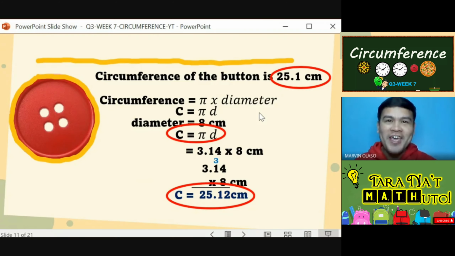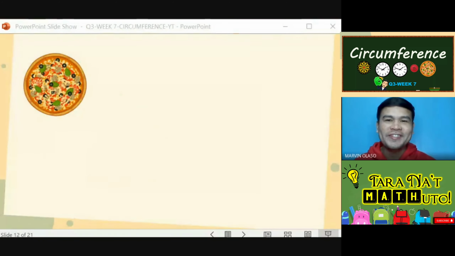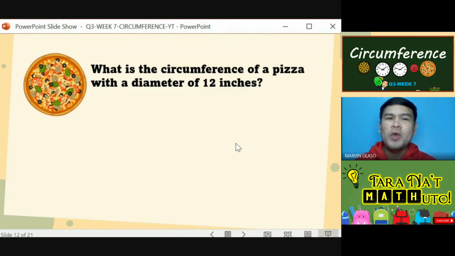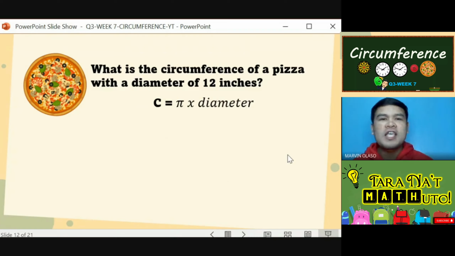Let's have another example. What is the circumference of a pizza with a diameter of 12 inches? Again, we need to find the circumference of a pizza with the given diameter of 12 inches. To get it, simply follow again our formula. C equals pi times the diameter. Okay? Or C equals pi d.